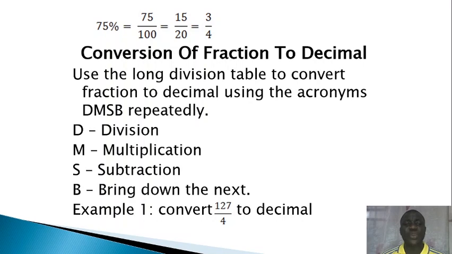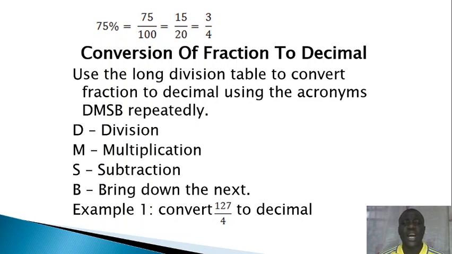So now the next thing we are looking at is the what? Conversion of fraction to what? Decimal. In this case, whenever you are converting fraction to decimal, please be careful to use the long division table to do the conversion. If not, it will be very difficult for us to carry out division. A little error, you will fail everything.